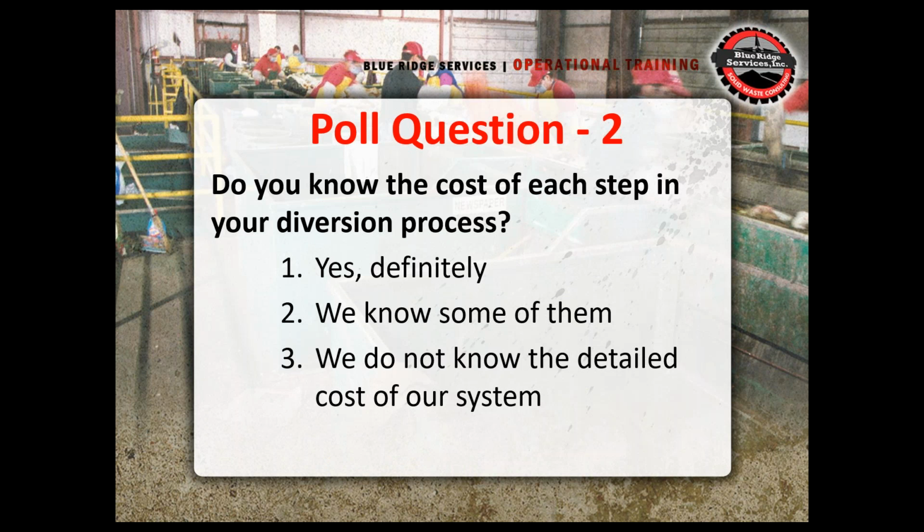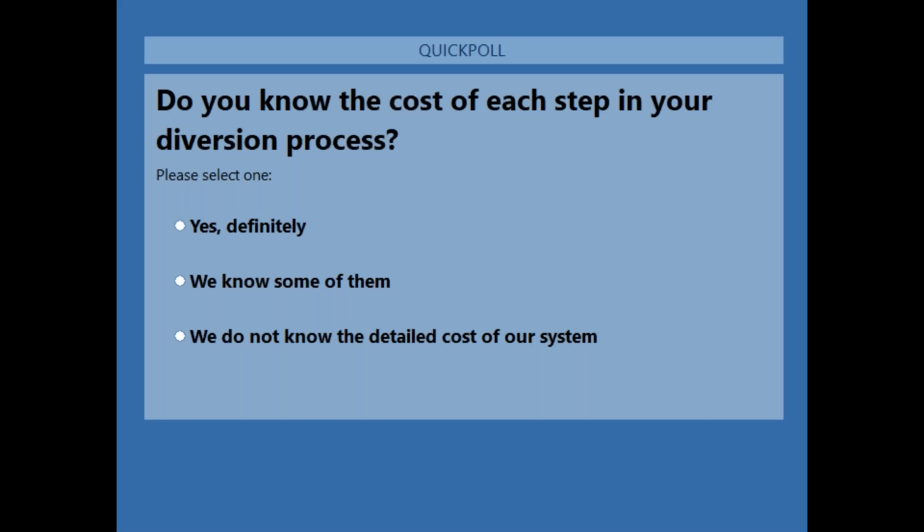This takes us to the next poll question. This is a very, very important question, and it's one of the things that we see most MRF operators do not know. The question is, do you know the cost of each step in your diversion process? Number 1, yes, definitely. Number 2, we know some of them. Or number 3, we do not know the detailed cost of our system. And I'm talking about the cost of the floor sort, the conveyor, the initial pick line, the secondary pick line, etc.